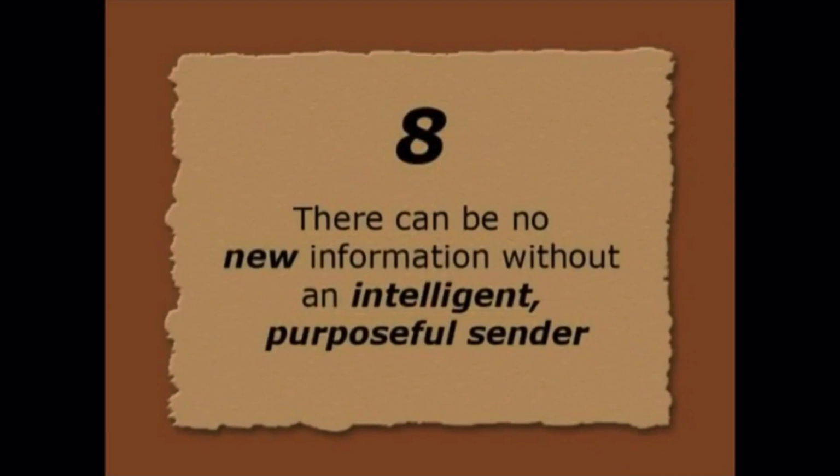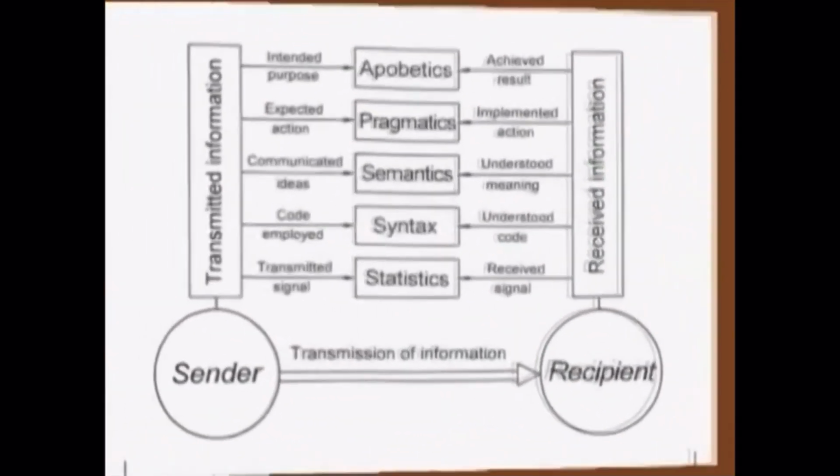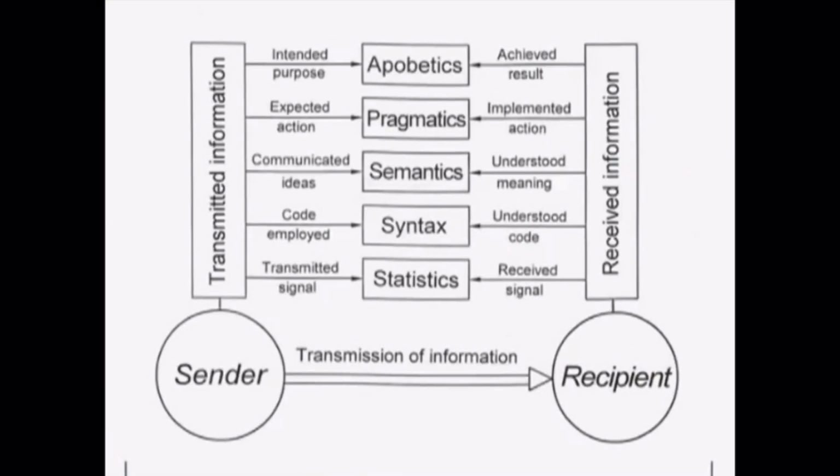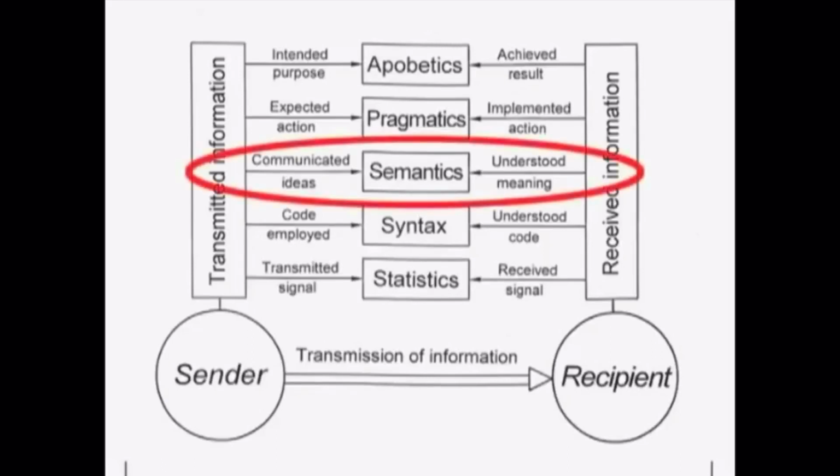Number 8, there can be no new information without an intelligent, purposeful sender. That's what we observe in all systems which are known. There is a sender and also one or more recipients. And we see all the 5 levels are important on both sides, on the sender side and also on the recipient side. For example, on the level of semantics, you see the communicated ideas on the sender side, and on the recipient side is the question, is this meaning understood?